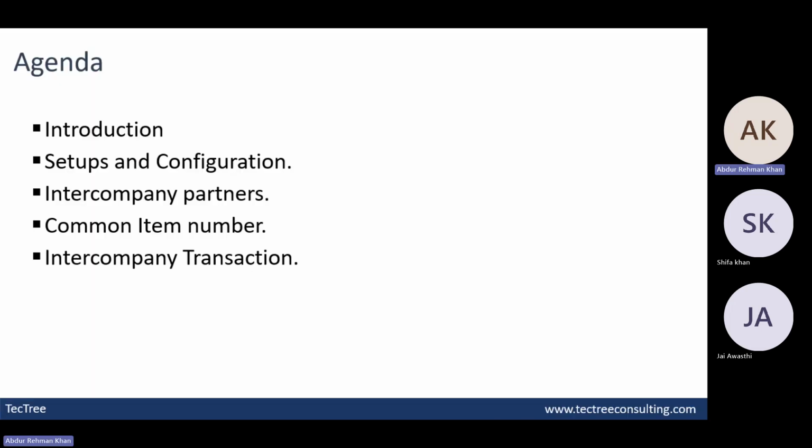So these are the agendas which we'll cover in today's session. First one is an introduction to intercompany transactions in Business Central and what are the setups and configuration we need to do for the intercompany transaction or intercompany trade. And then about intercompany partners and the most common thing, which is the common item number, which is very essential for any intercompany transaction. And then we'll perform an intercompany transaction in the system for better understanding, and for understanding what the advantages are and why it helps the business do the entries fast and with full accuracy.